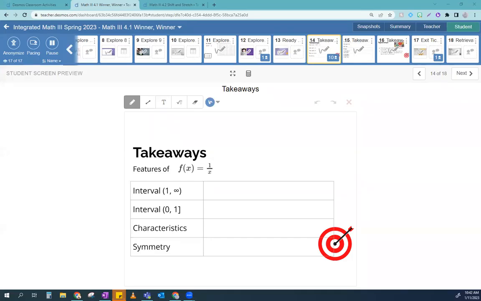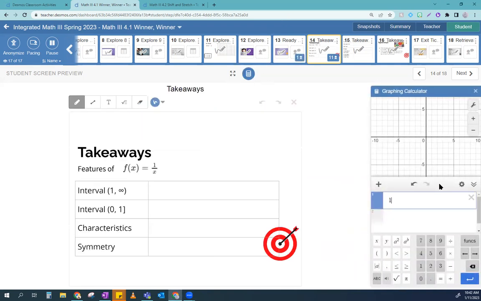All right, so we're going to go over 4.1's takeaways. So this is what you're supposed to take away from the lesson. It says features of f of x being 1 over x. So let's graph that just so that we have this picture in our head, right?